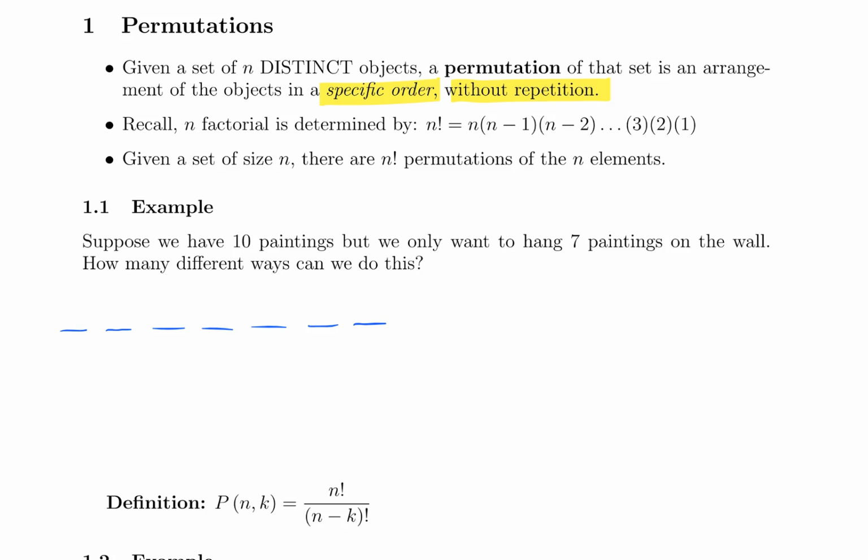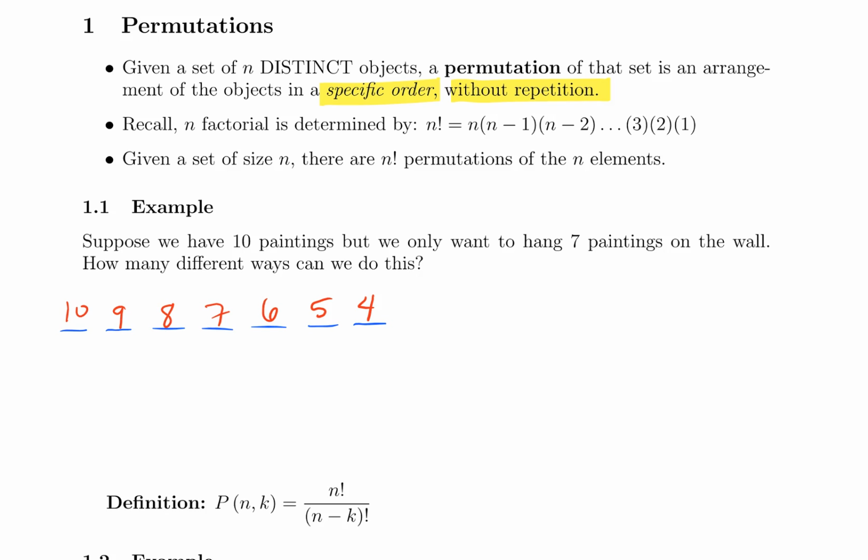Okay. And when it comes to hanging the first painting, I could hang any one of the 10 paintings that I have. Now once I've hung the first painting, when I get to the second one, there are now only 9 paintings remaining. I can't use the first painting twice. When I get to the third painting, there are 8 options, and then we have 7, 6, 5, and 4 options. Now, these are sort of like the branches on my tree.